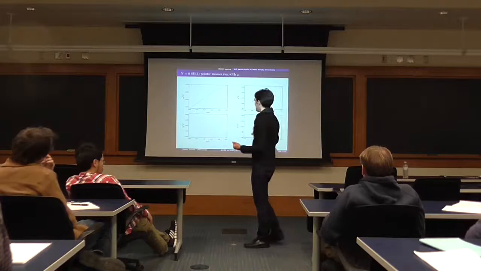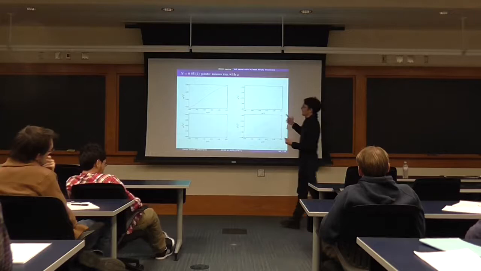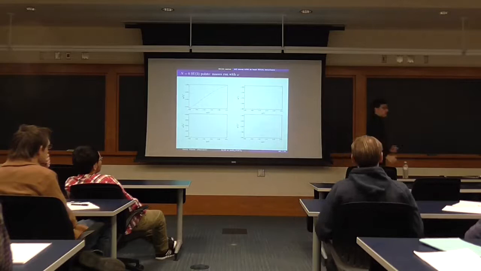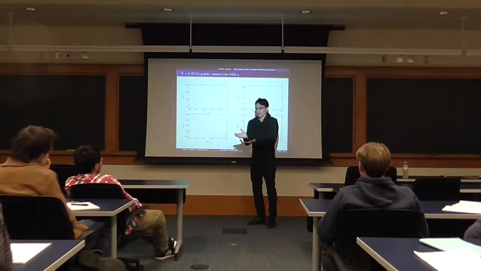Now, we do find a point in this sector which is non-supersymmetric and has SU3 symmetry, whose masses do run with omega. So this is the definite proof that these indeed are different supergravities, different theories, because the physical spectrum is sensitive to the deforming parameter.